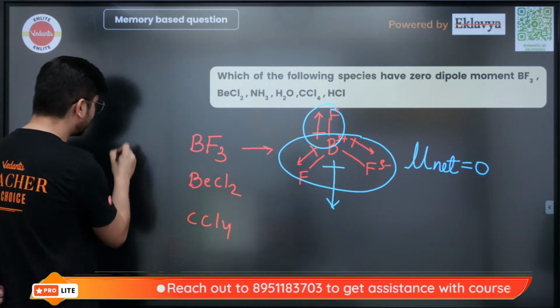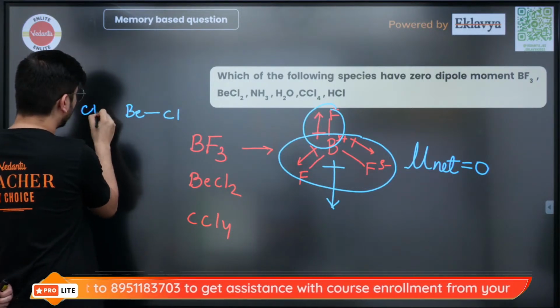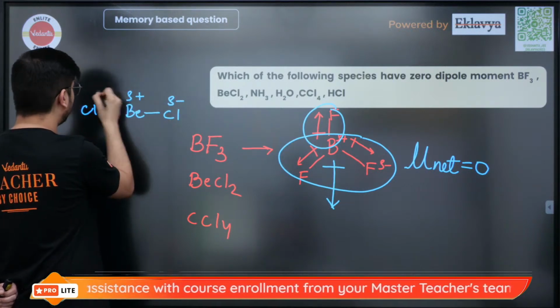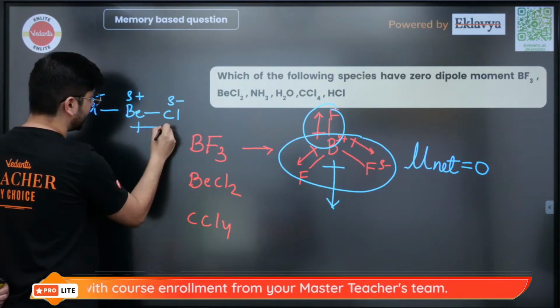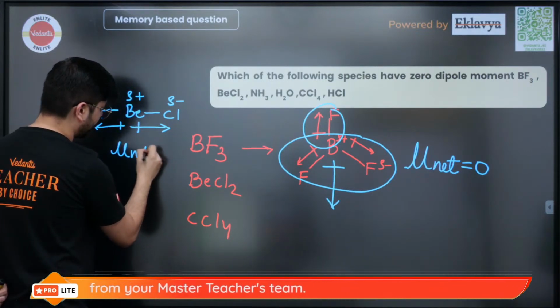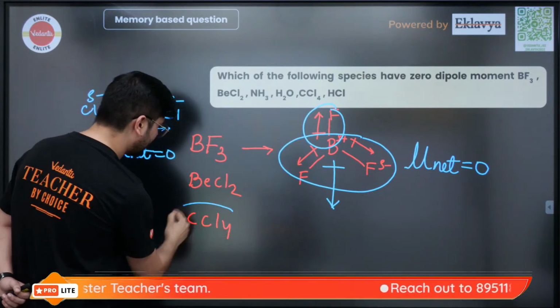If I talk about BeCl2, this is planar. Okay, very easy question. This is partially negative, partially positive, partially negative. The net dipole moment is 0 again, right? And what about CCl4?